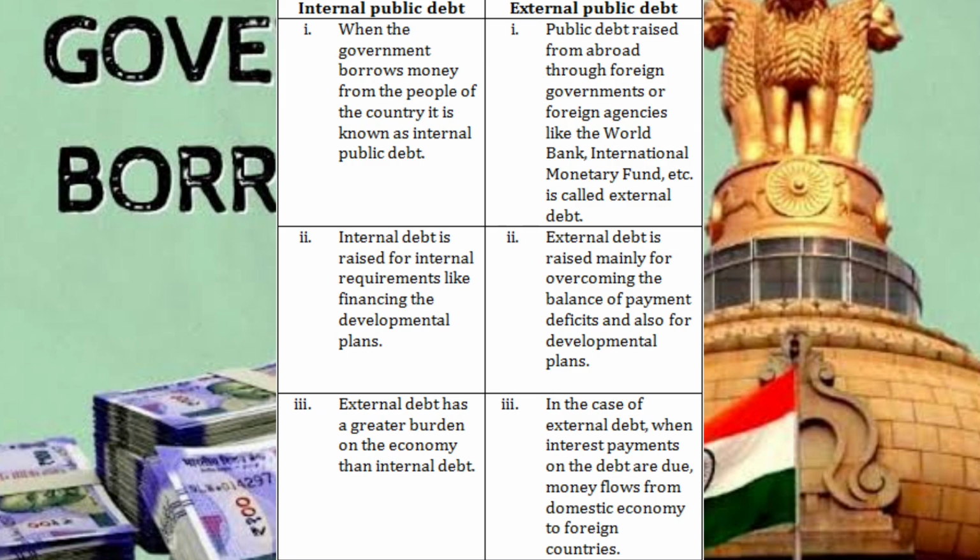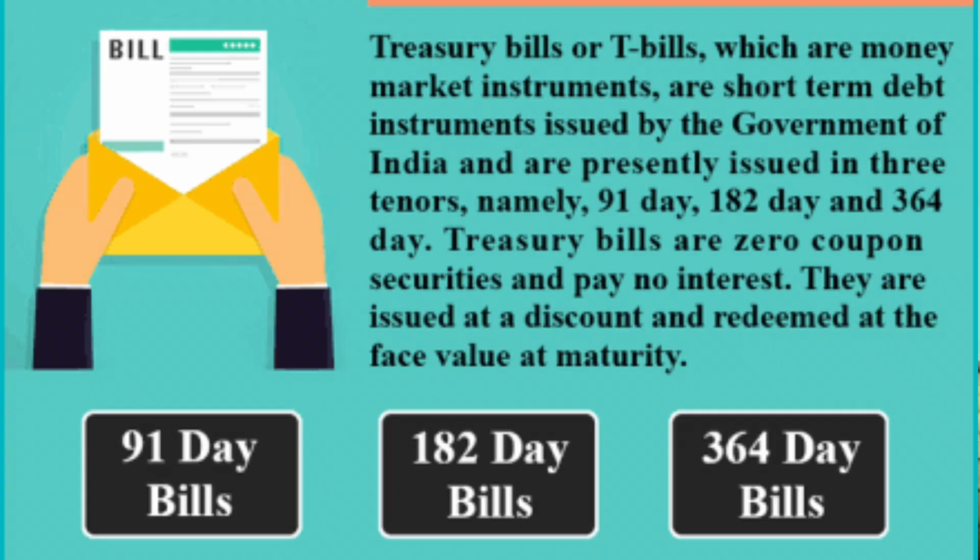It is further divided into market loans. Market loans are borrowed by the Government of India by using government securities. Here government securities are issued to borrow money from the public. Treasury bills issued to RBI and banks. Treasury bills, that is T-bills, are issued by the government to RBI and banks and not to the public.